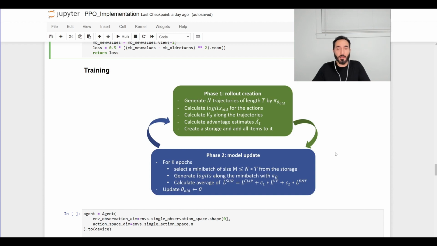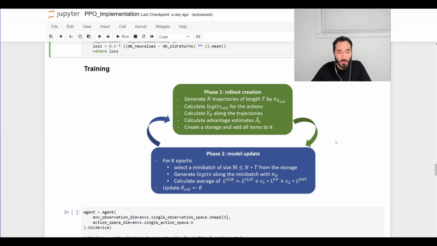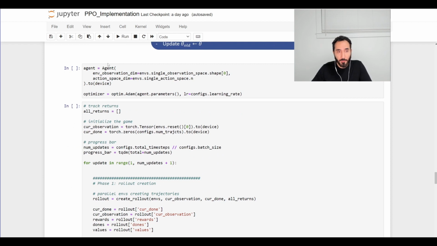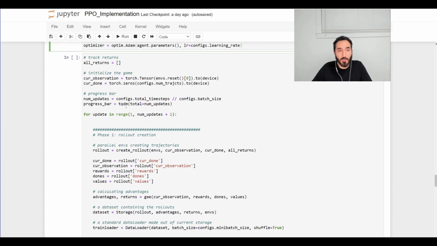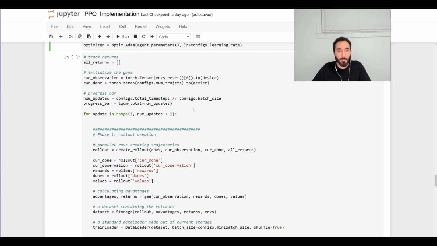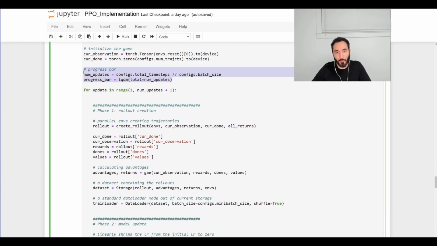So this is the training loop. It has two phases. Let's go over the implementation. We first create an agent that is the same neural net that we studied before. I also put it on the device, in this case a GPU. I create a standard Adam optimizer here with the learning rate that we specified before in the hyperparameters. And then the training loop starts here. I have some quantities that keep track of the returns of different playouts of the game, and we have some quantities to go over the progress of the training.